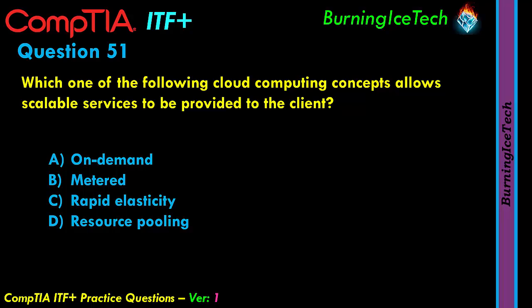If they see you need more resources, they can automatically give it to you, very quickly and easily. If they see you no longer need it, they'll take it away, because if they take it away, you pay less. I mean, who doesn't want that? So the answer here, folks, is actually in fact C.